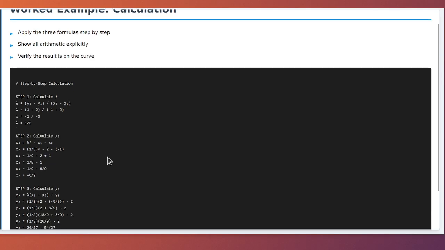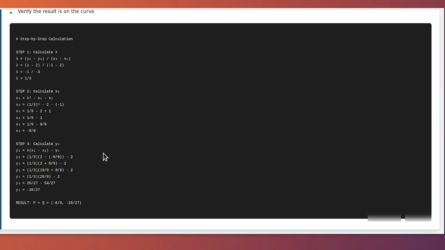Step 2. Calculate x3. x3 equals lambda squared minus x1 minus x2. We have lambda equals 1/3, x1 equals 2, x2 equals -1. So, x3 equals (1/3) squared minus 2 minus (-1), which equals 1/9 minus 2 plus 1, which equals 1/9 minus 1, which equals 1/9 minus 9/9, which equals -8/9. The x-coordinate of our result is -8/9.